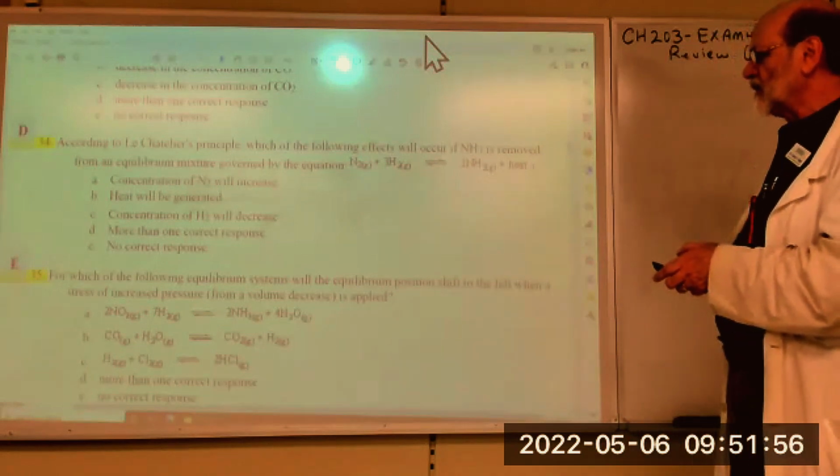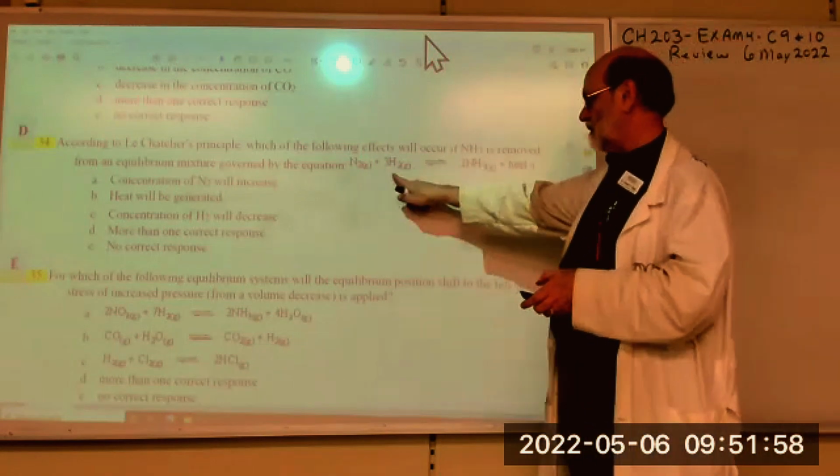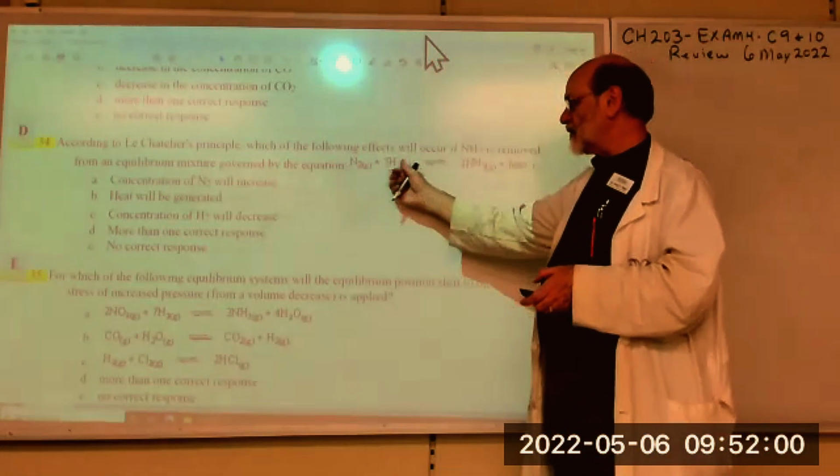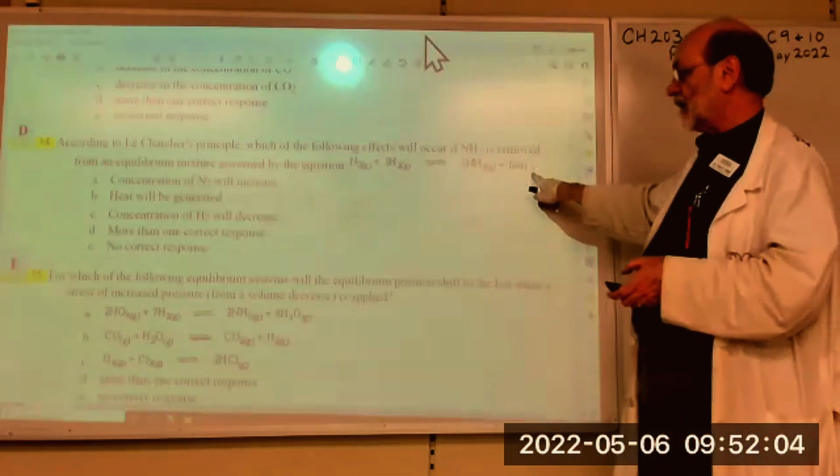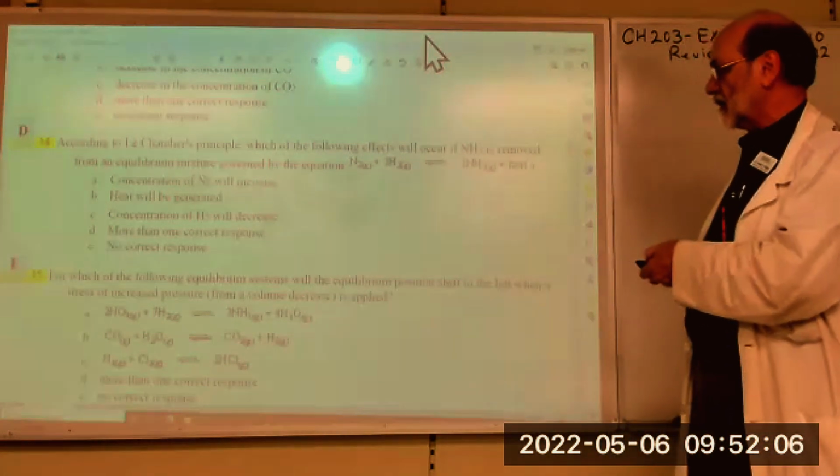Concentration of H2 will decrease. Yes. Remove that, it's going to consume some of that to make more. So actually, two of the answers are correct. More than one is correct.